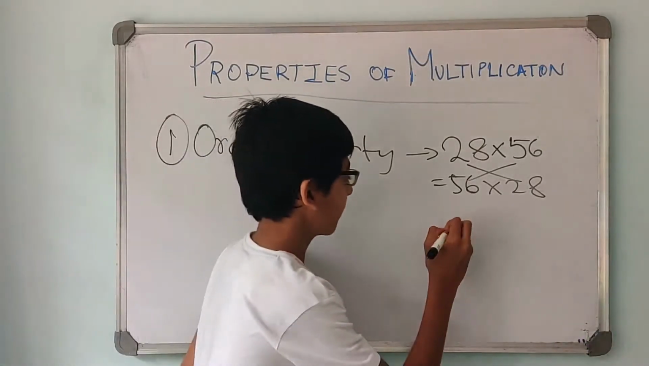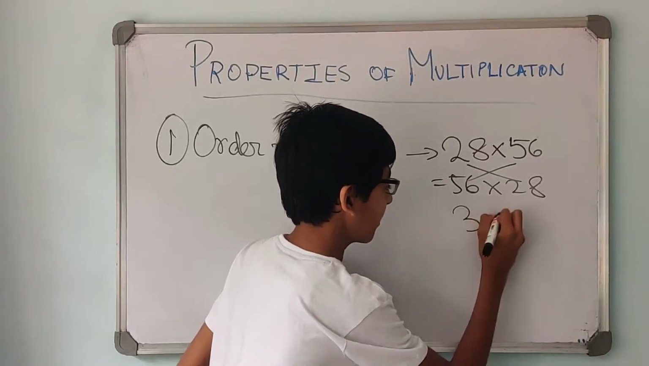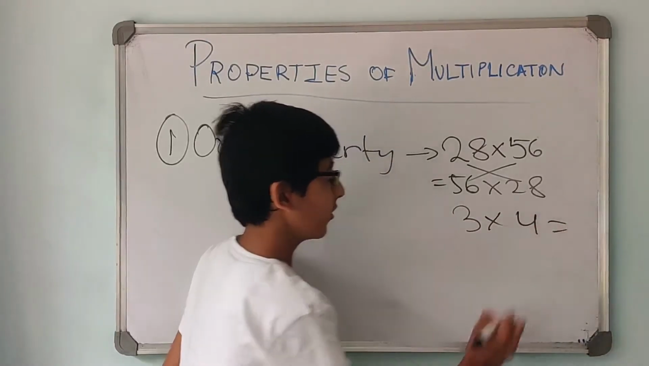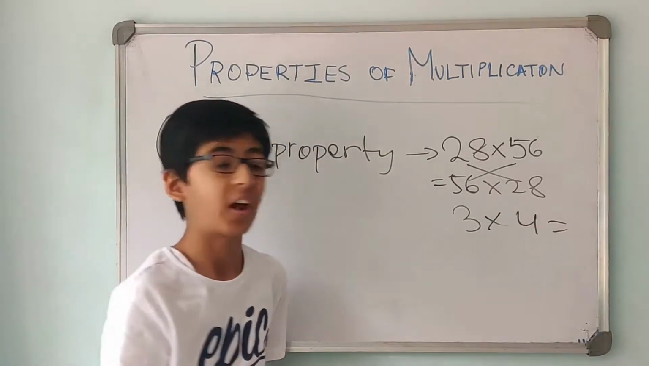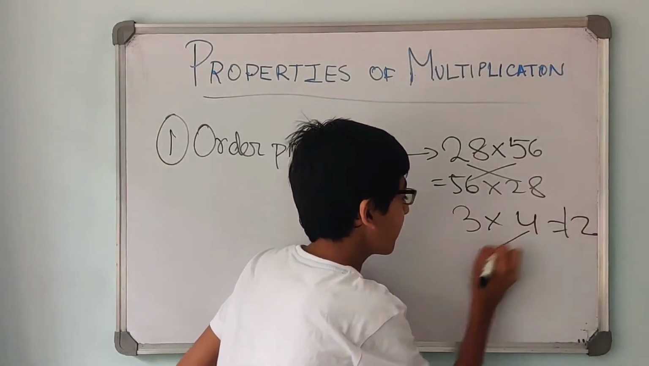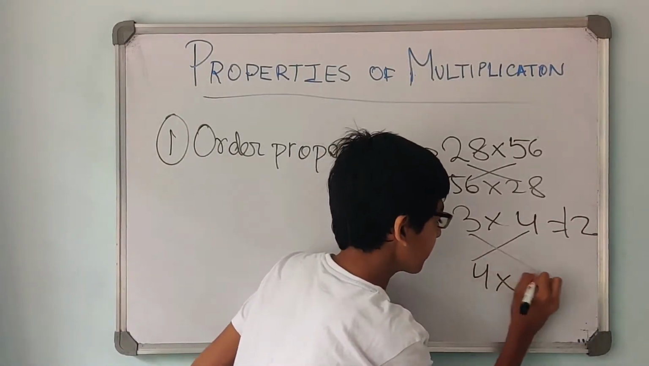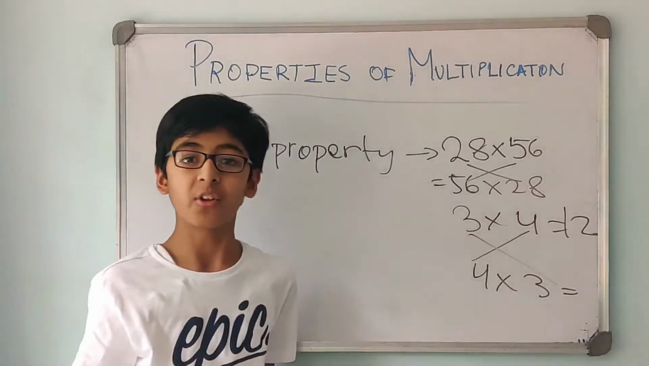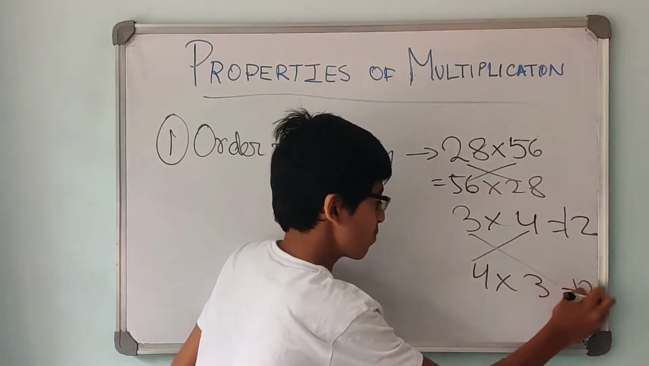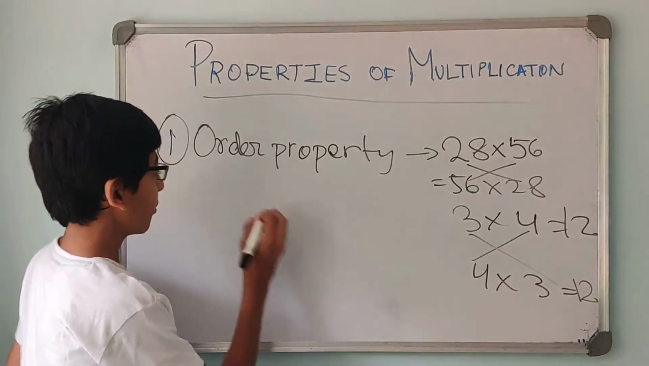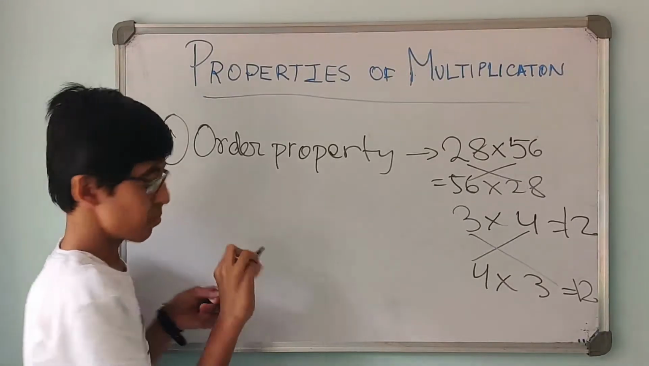Let us understand that with smaller numbers. Let's take 3 into 4. So 3 ones are 3, 3 twos are 6, 3 threes are 9 and 3 fours are 12. Now let us change the place. 4 into 3. So 4 ones are 4, 4 twos are 8 and 4 threes are 12. So this is what order property is.